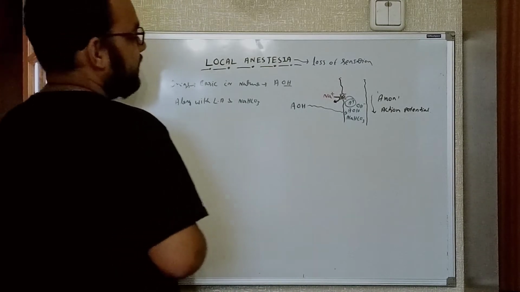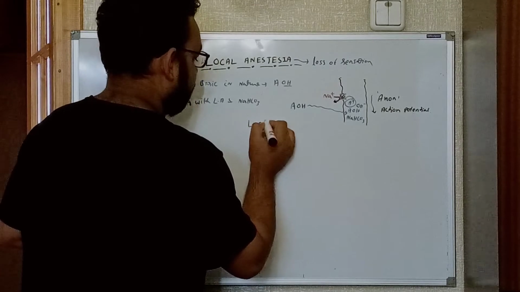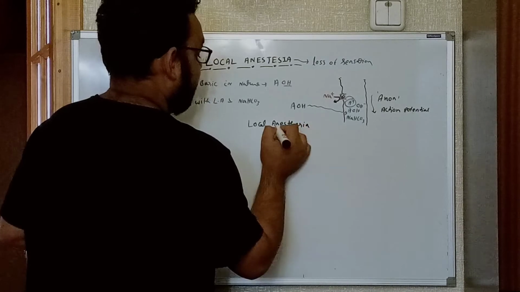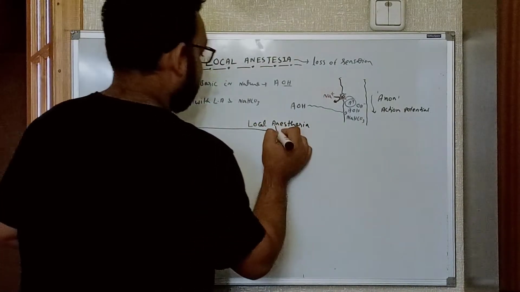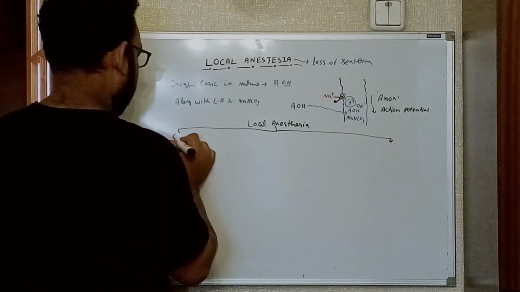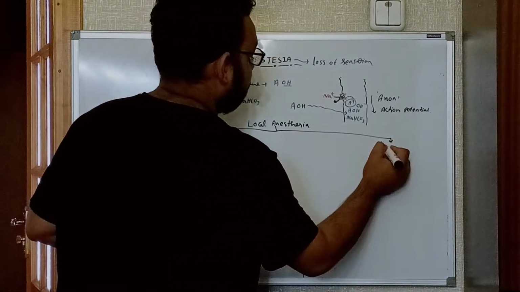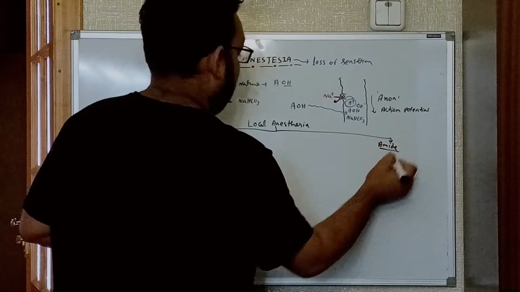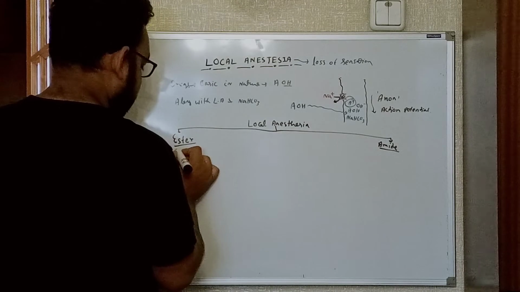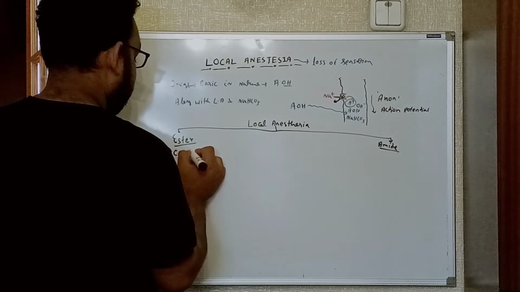Now, as far as classification is concerned, in terms of their structure, we can divide the local anesthetic drugs into two groups, as far as the functional groups are concerned. First, the ester group, and second, the amide group. Under ester, the first drug we used in anesthetic surgery is cocaine in local anesthesia.